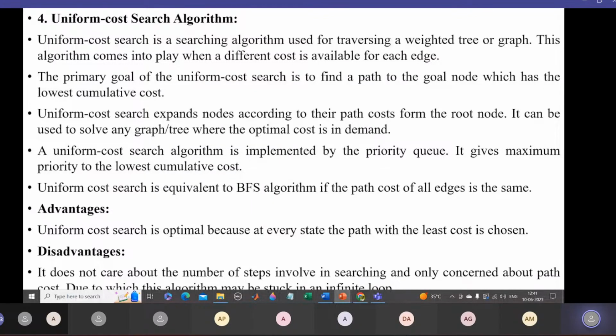The primary goal in uniform cost search is to find the path to the goal which has the lowest cost. From the source to the destination, what could be the lowest cost? You are supposed to move only according to the path cost. You are going to use a priority queue here. Advantages, it is optimal. We can go for the least cost. Disadvantage, it doesn't care about the number of steps involved, only concerned about path cost. Sometimes you may get stuck in an infinite loop.